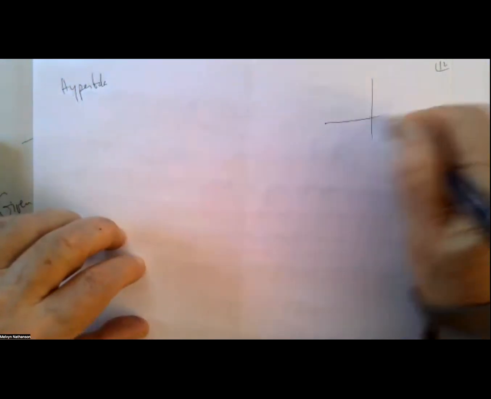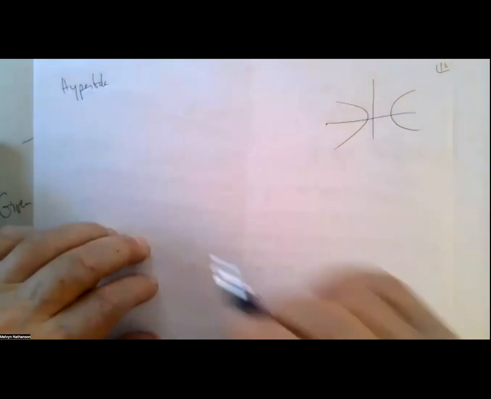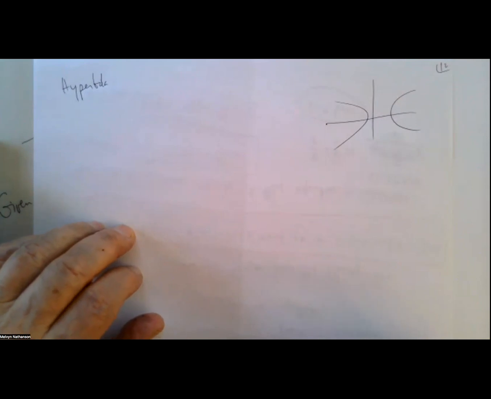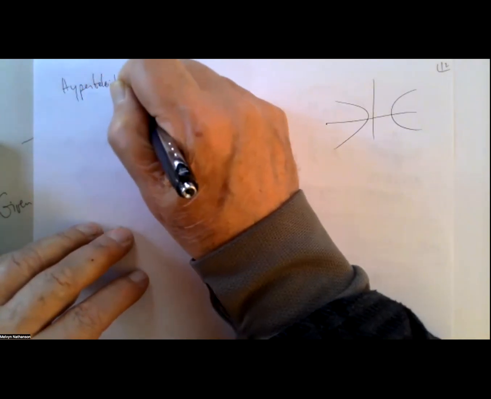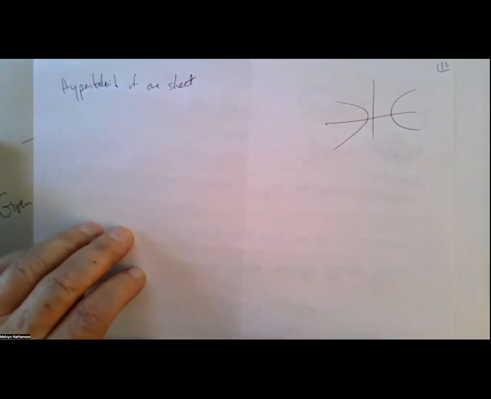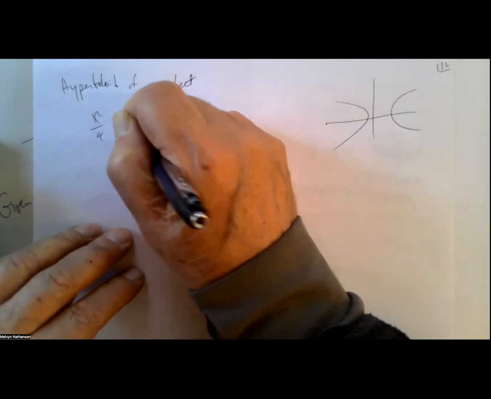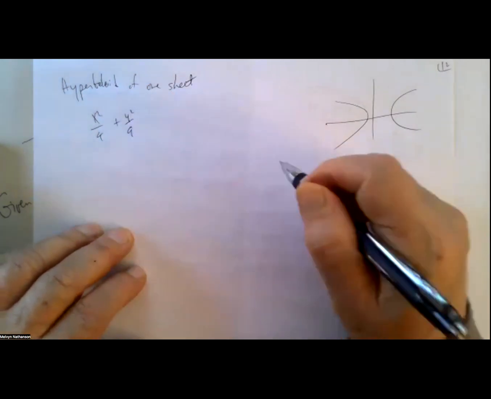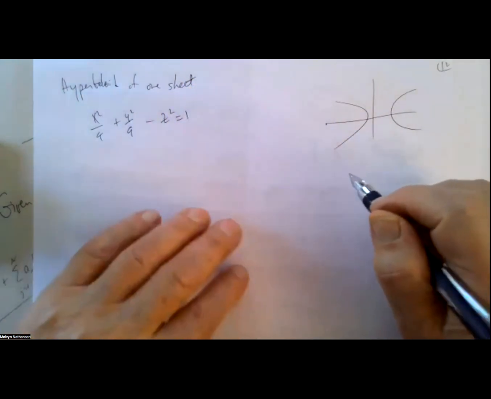So remember, a hyperbola typically looks like that in 2 dimensions. And in 3 space, we have hyperboloids of different kinds. A one-sheeted hyperboloid, a hyperboloid of one sheet looks like, here's an example, x squared over 4 plus y squared over 9 minus z squared equals 1.